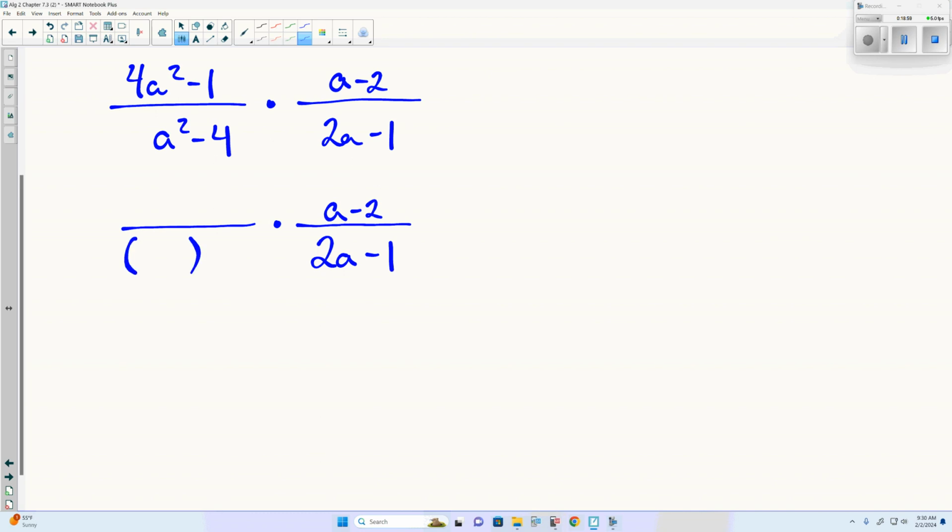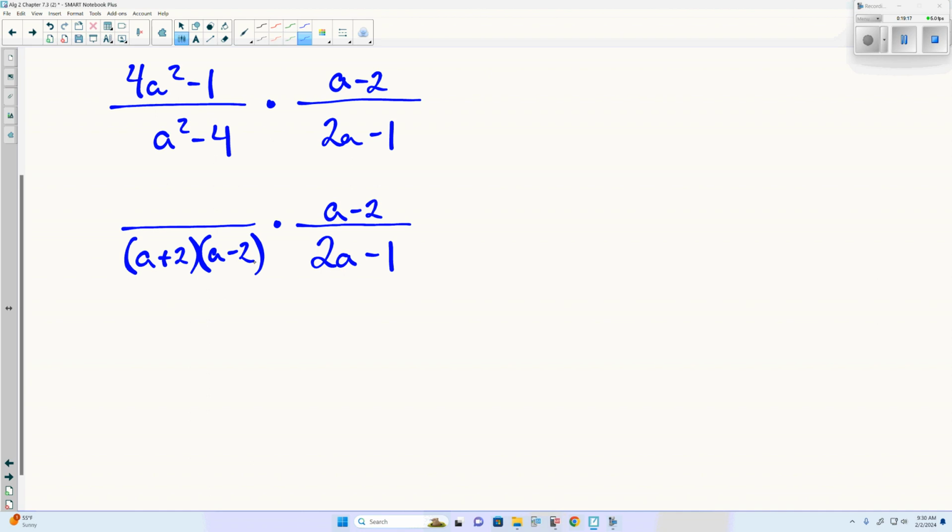A squared minus 4. Difference of perfect squares. A squared is a and a. 4 is 2 and 2. So since it is a difference of perfect squares, we get a plus 2 and a minus 2. That's nice.